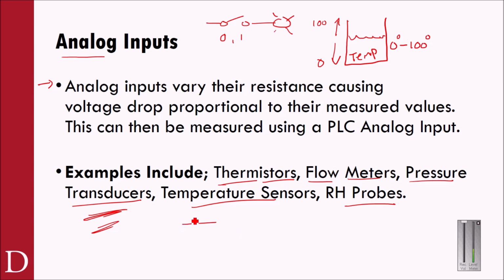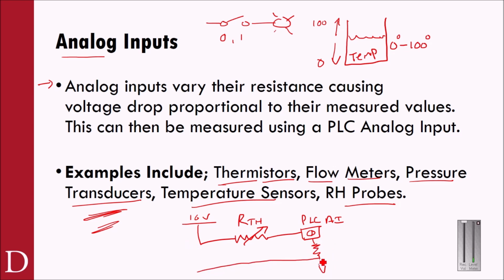But the idea being is, let's say I have a 10 volt source, and I go through this device that's going to vary its resistance. I'm going to call this like a thermistor, and that thermistor then goes to my PLC analog input. So I'll call this AI for analog input, and that analog input has some internal resistance that then goes back to ground and connects to the same ground as your 10 volt source, let's say, right? So your 10 volt source also has a ground over here.